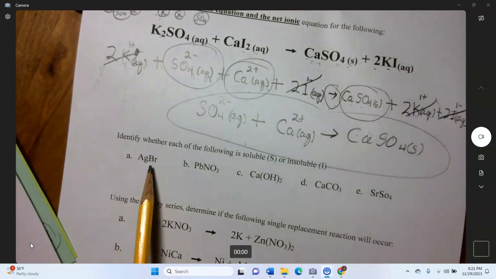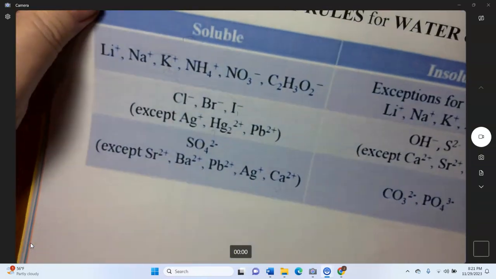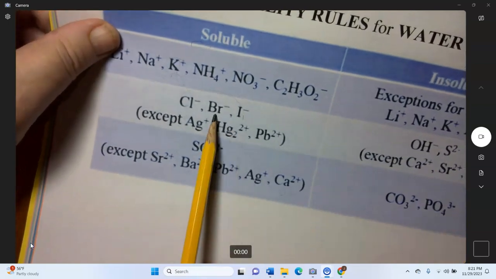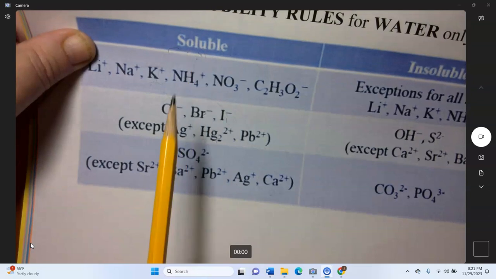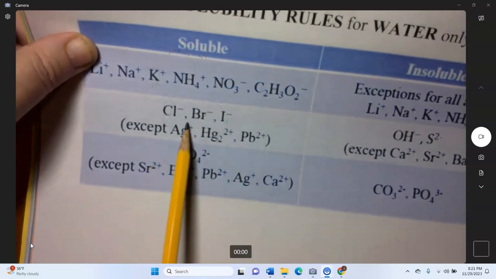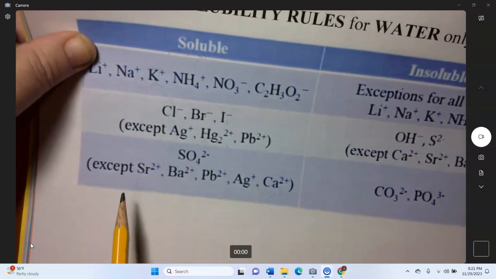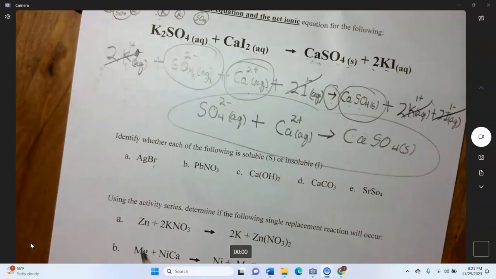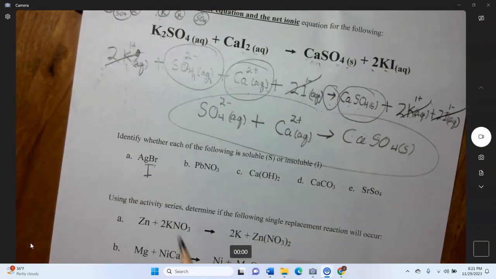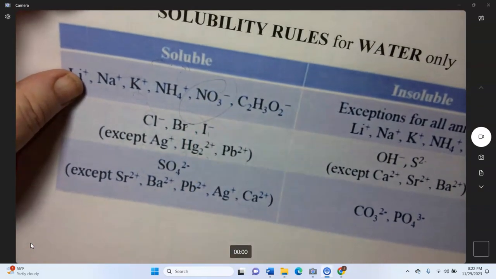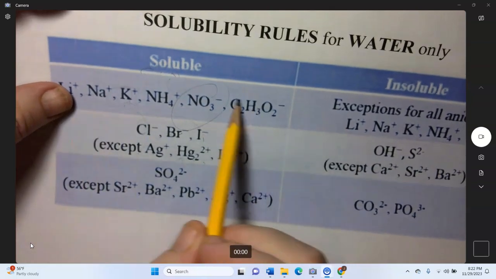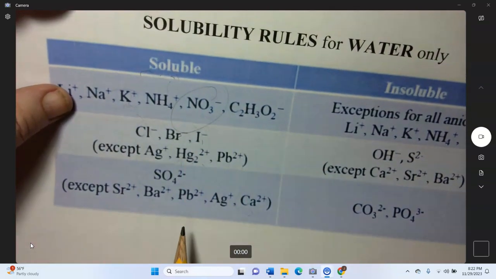Okay, so let's go. AgBr. Let's come over here. There's Br. And it's soluble with anything because it's in the soluble column except these three. And Ag is one of those. So that means AgBr is insoluble. PbNO3. Okay, so NO3 is soluble with anything, no exceptions. These up here are soluble with anything, no exceptions, okay? So PbNO3 is soluble.